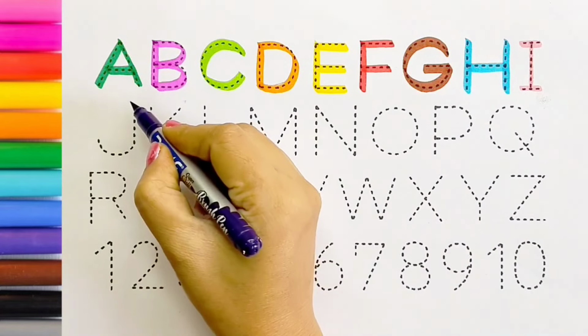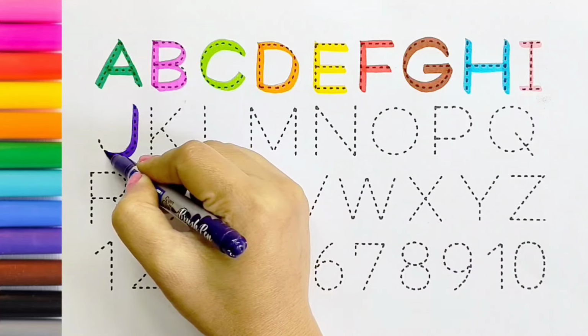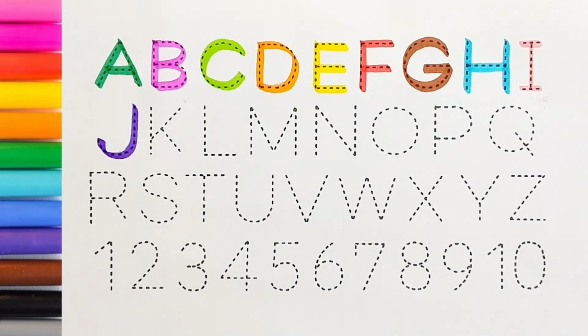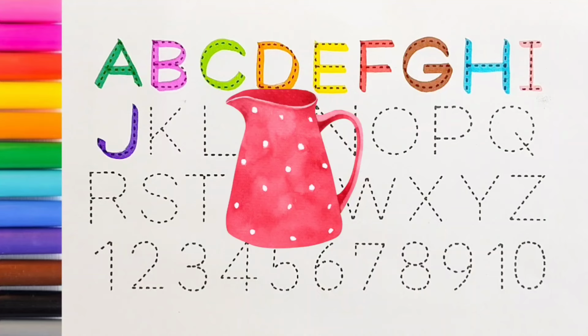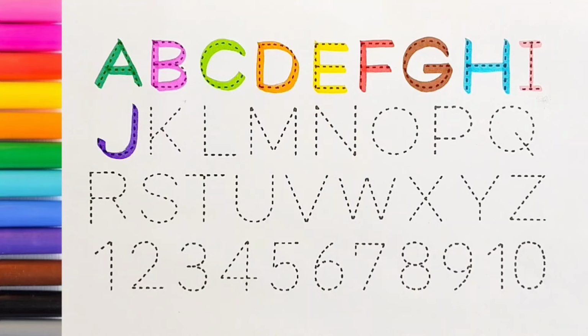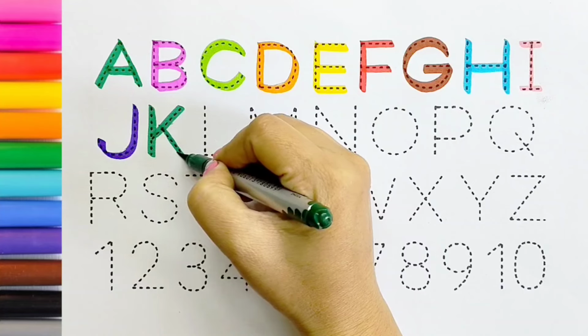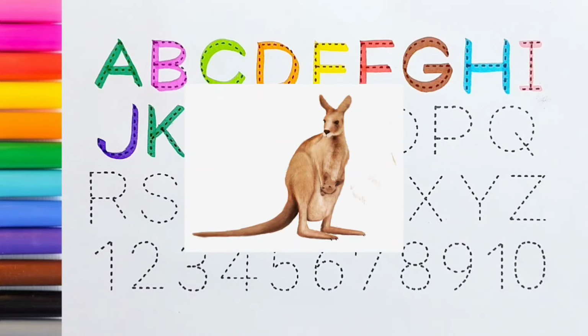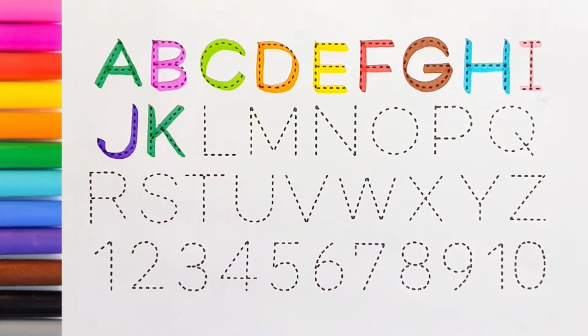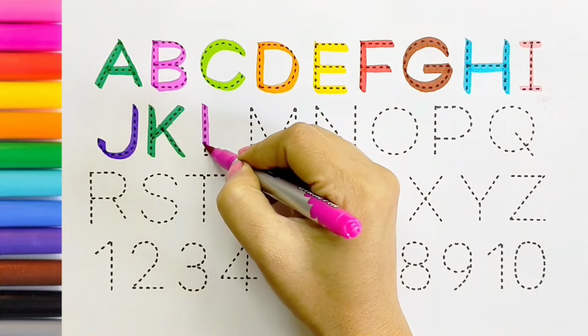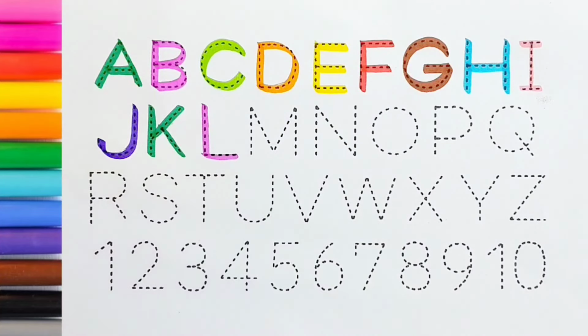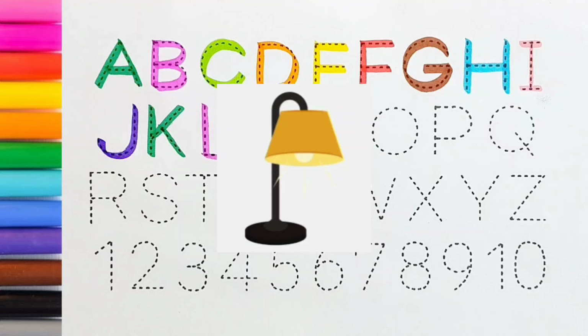Purple color J. J for jug. J for jug. Dark green color K. A, B, C, D, E, F, G, H, I, J, K, L, M, N, O, P, Q, R, S, T, U, V, W, X, Y and Z. K for kangaroo. Pink color L. Now I know my ABCs. Next time, won't you sing with me? L for lamp. L for lamp.